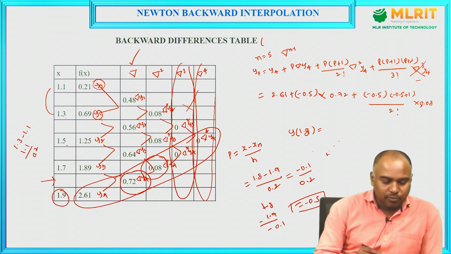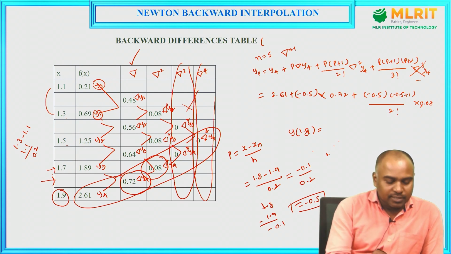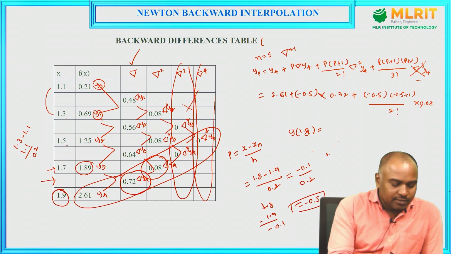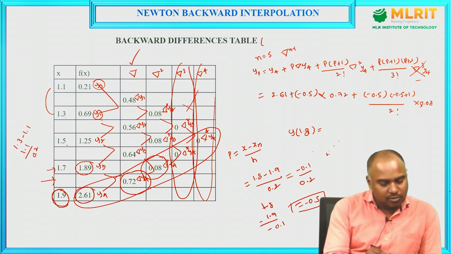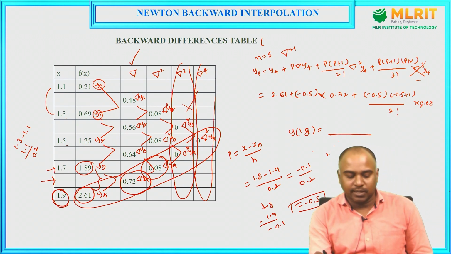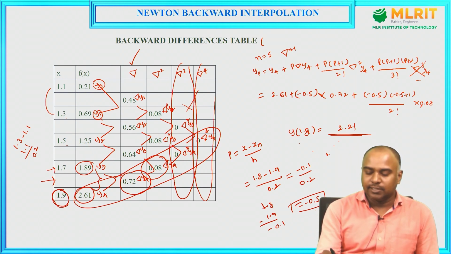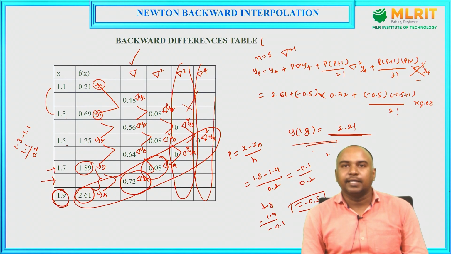Obviously how are we going to cross check the answer? If you substitute x is equal to 1.7, we get 1.89. If you substitute x is equal to 1.9, you get the value 2.61. Obviously the result should also lie in this range. So if you simplify, you are going to get the answer, something like 2.21. So that is the way we evaluate the value.